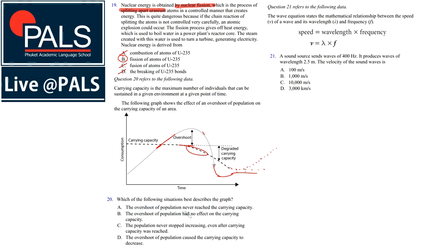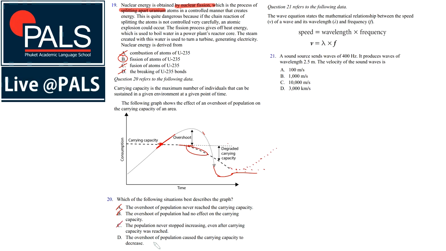The overshoot of population never reached the carrying capacity. That's not true. We can see that the overshoot definitely went above the carrying capacity. The overshoot of population had no effect on the carrying capacity. That's not true. We can see that the overshoot of the population caused a degradation in the carrying capacity. The population never stopped increasing even after the carrying capacity was reached. That's not true. We can see after some time it has overshot, it decreases again.